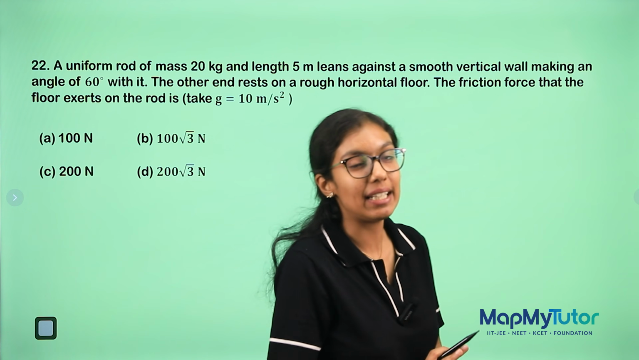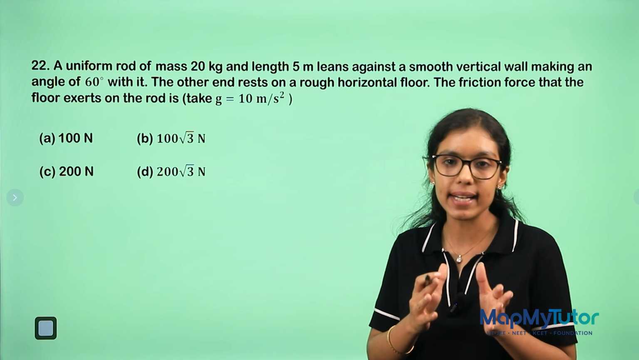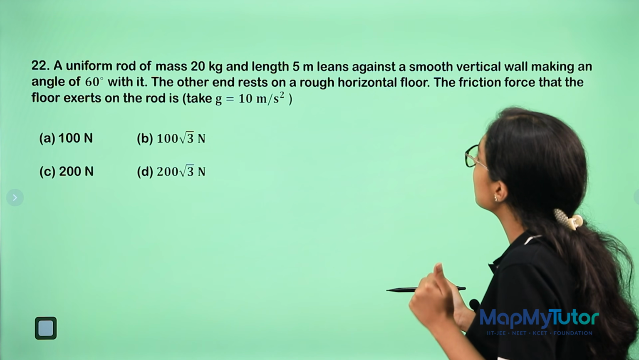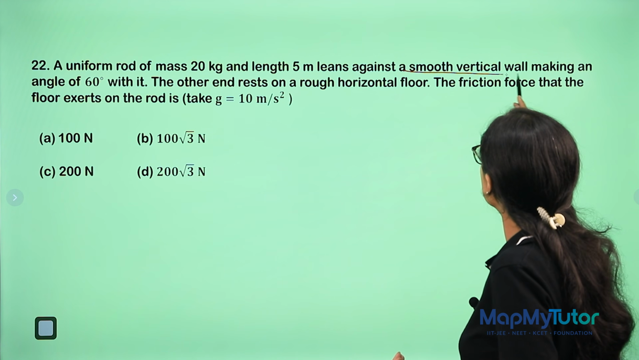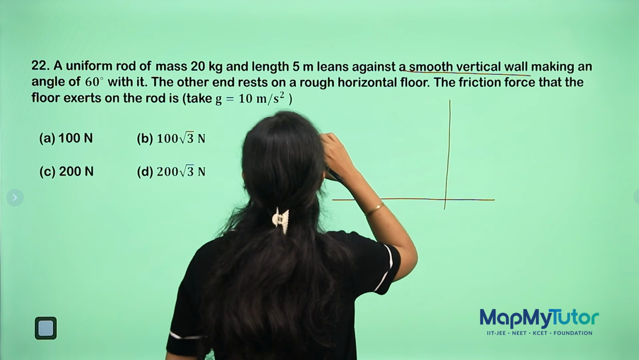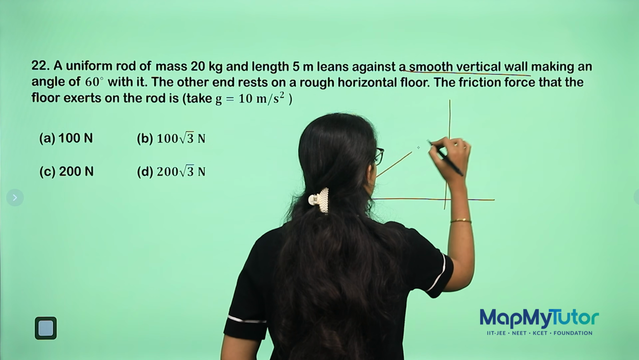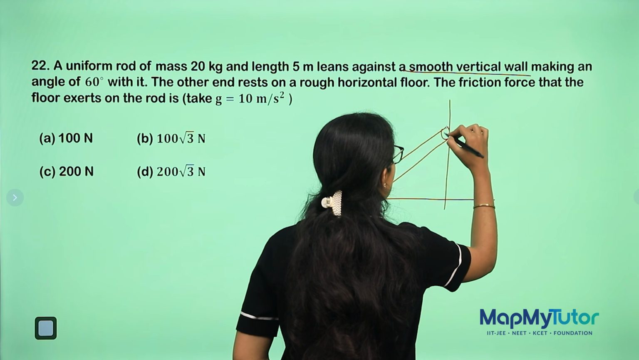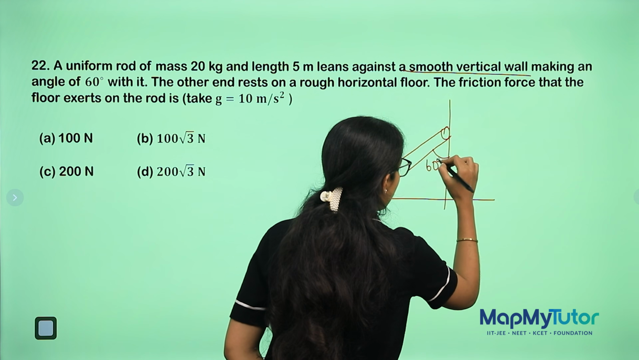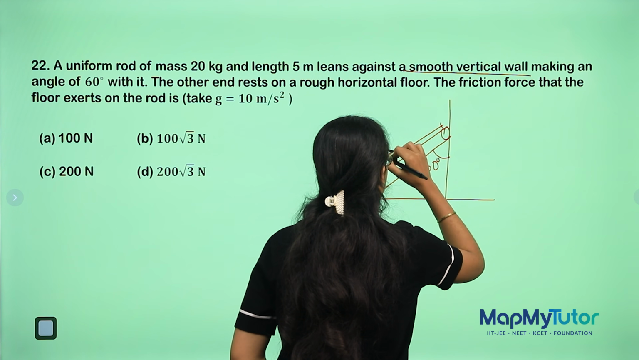So this question is very numerical, but if you get it right, it's a free mark. A uniform rod of mass 20 kg and length 5 meter leans against a smooth vertical wall. There's a wall here and your rod is resting something like this. The angle is also given, making an angle of 60 degrees. The length of it is 5 meter.